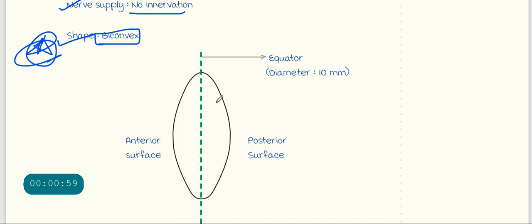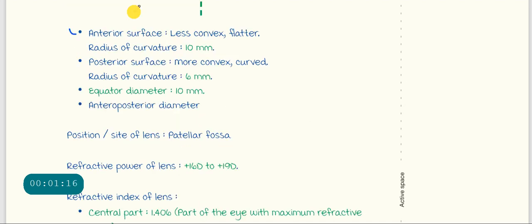So this is your lens. We have drawn a line passing through the center of the lens. This divides it into the anterior surface and the posterior surface. So these are the two surfaces of the lens. Now a brief about the surfaces. The anterior surface of the lens is lesser convex. Remember, overall the lens is convex, but the anterior surface is lesser convex and it is flattened.